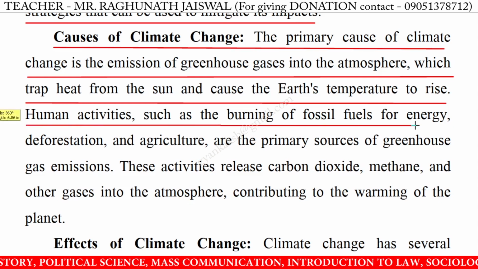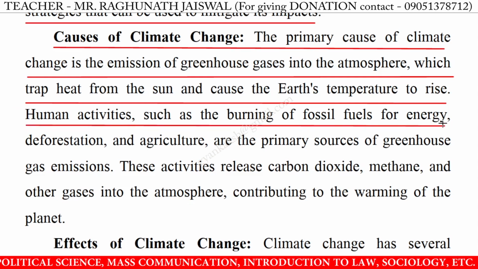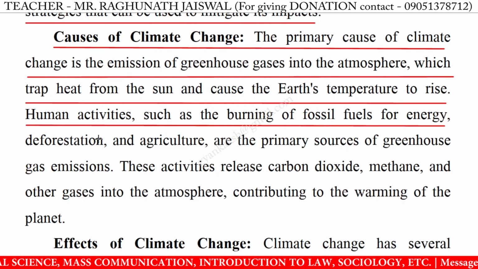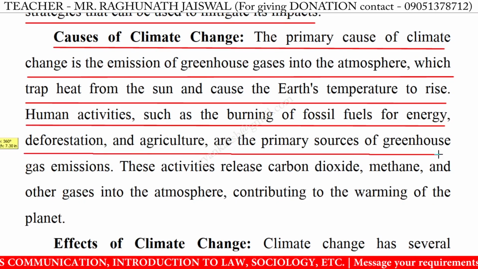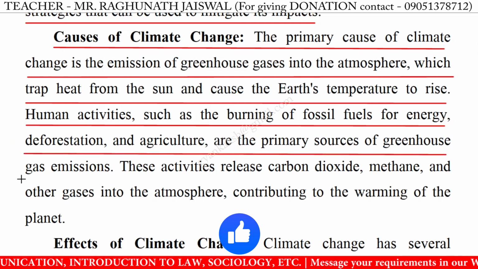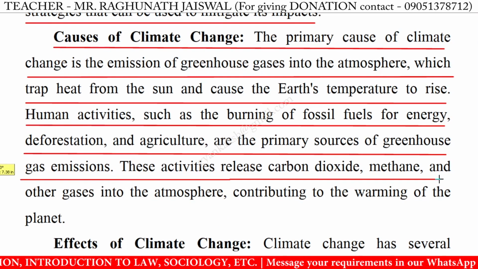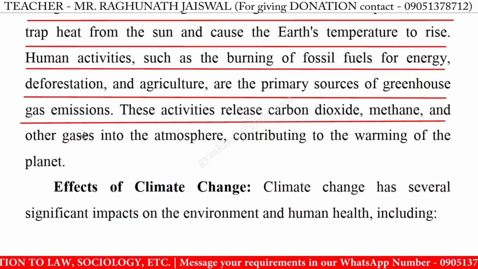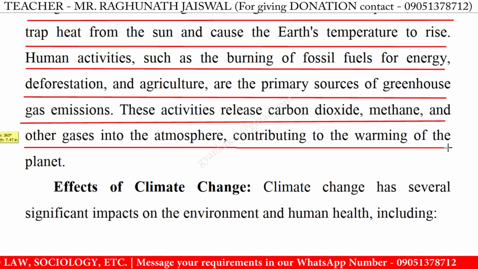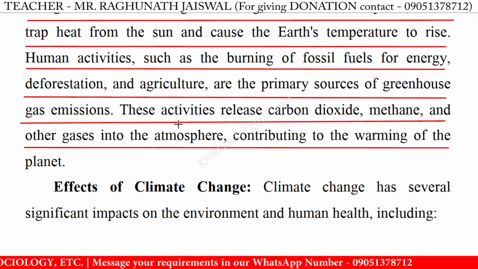Human activities such as the burning of fossil fuels for energy, deforestation, and agriculture are the primary sources of greenhouse gas emissions. These activities release carbon dioxide, methane, and other gases into the atmosphere, contributing to the warming of the planet.